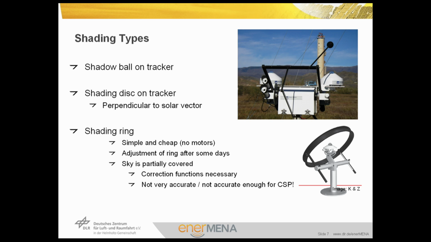You have to adjust this shading ring after some days, and because the sky is partially covered and you do not only cover the sun, some correction functions are necessary. In the end, your DHI measurement with a shading ring is not very accurate, and we have to say that it's not accurate enough for CSP.